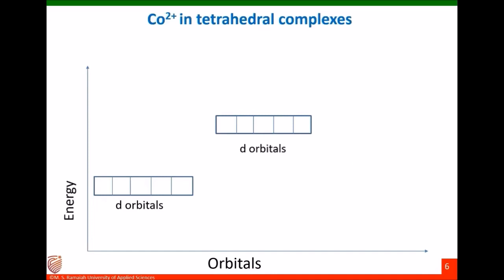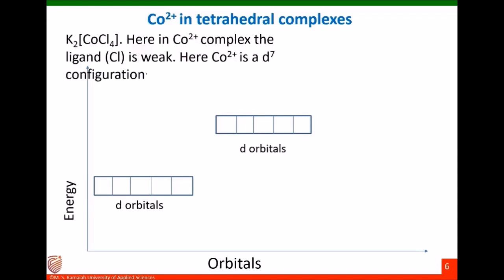Now we will consider a tetrahedral complex. So here we consider the central metal ion is Co2+. Co2+ means it will be a d7 configuration, and we know that the splitting happens in a different way. Here the 5 d orbitals will be split into two: one is e and t2. Here e orbitals have lesser energy than t2, and the energy difference between e and t2 we normally call delta tetrahedral, and this delta tetrahedral value, if you compare with octahedral complex, will be less only.